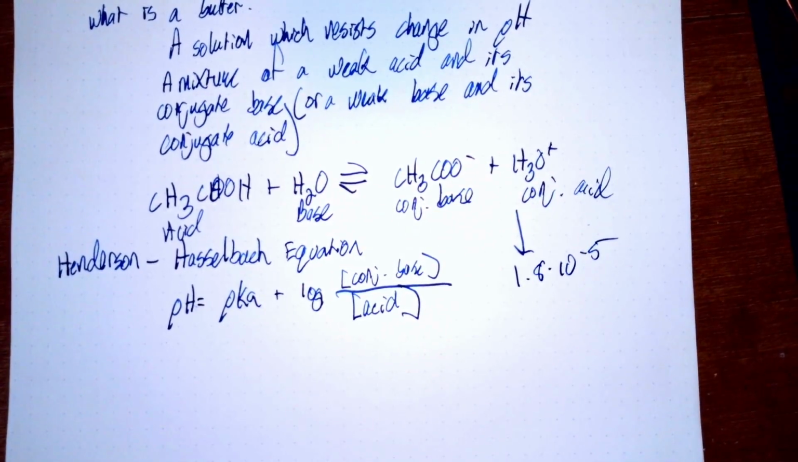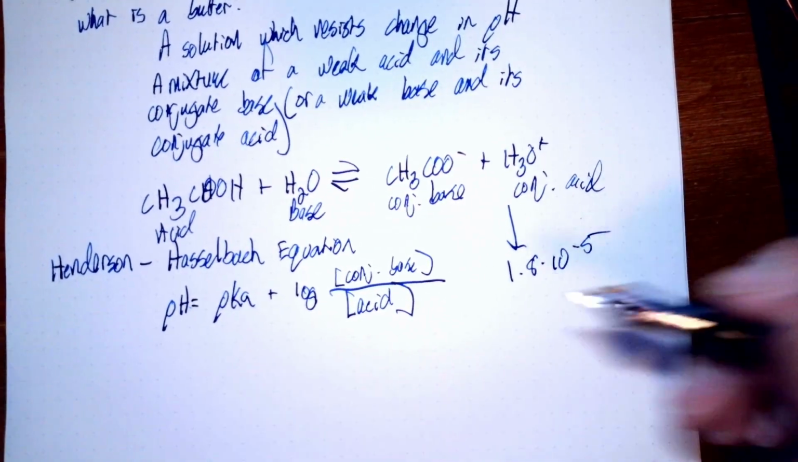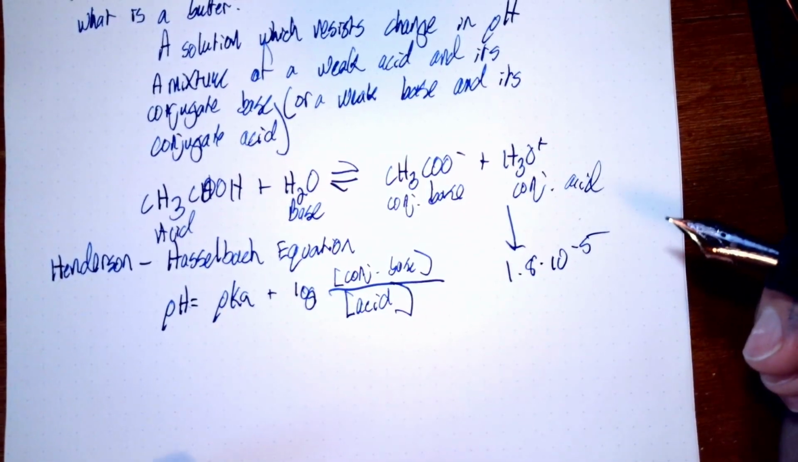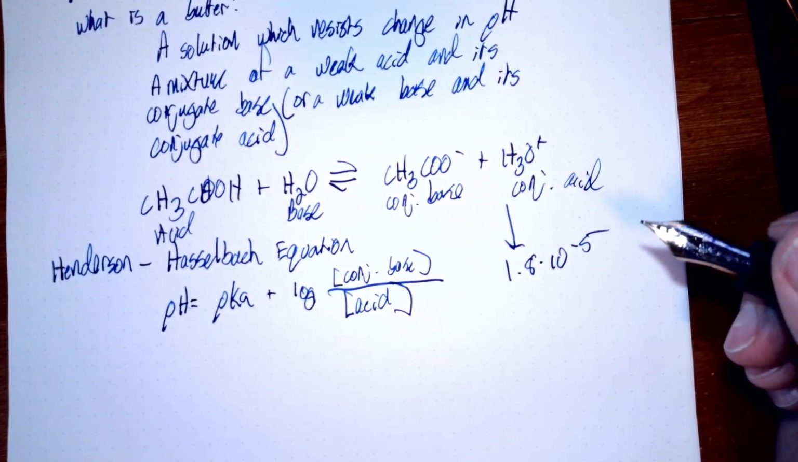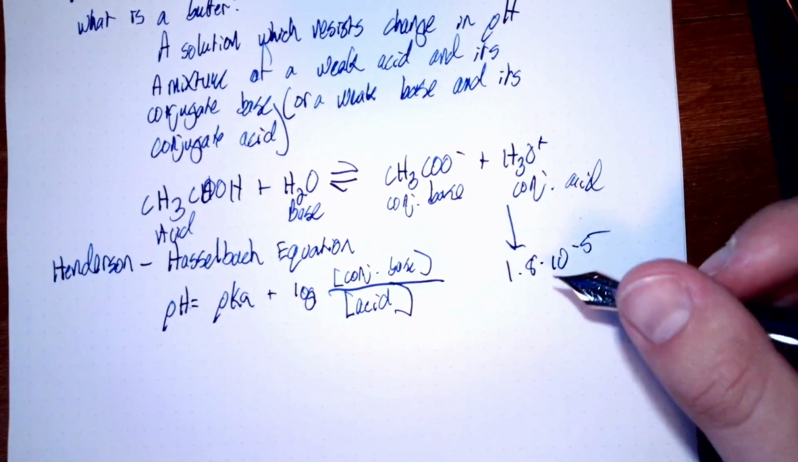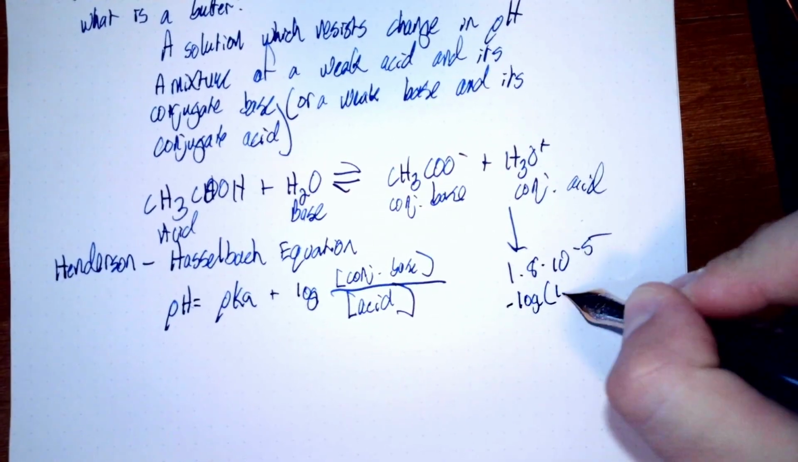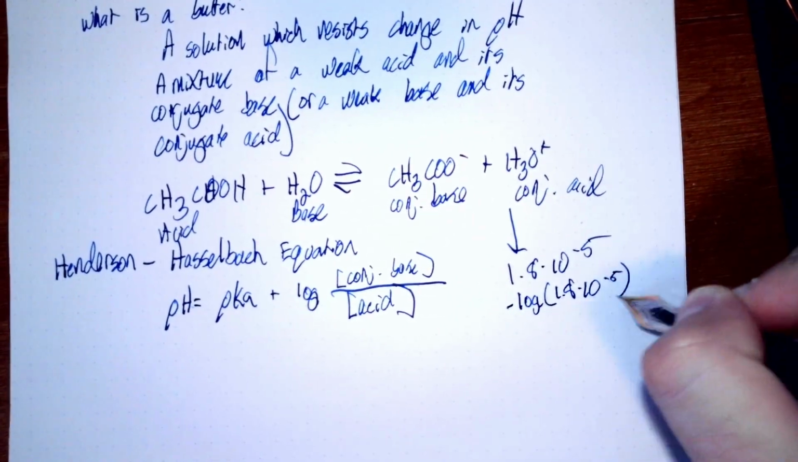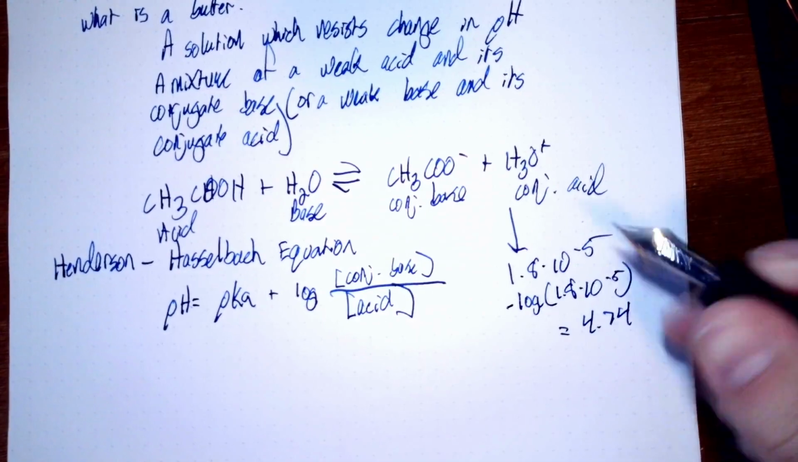Now, to find the pKa, which again is a different thing from the Ka, basically it's an easier way for us to express Kas. By the way, smaller pKas mean stronger acids, larger Kas mean stronger acids. But in any case, if we take the negative log of 1.8 times 10 to the minus 5, we get 4.74, which is our pKa of acetic acid, right?